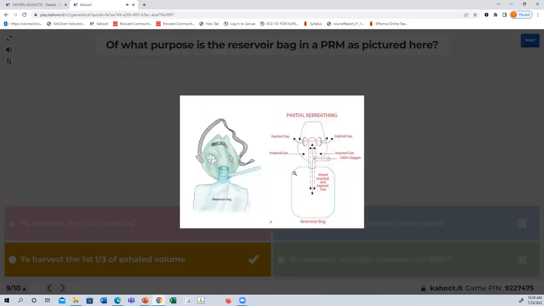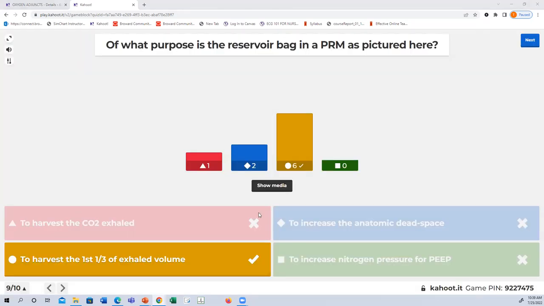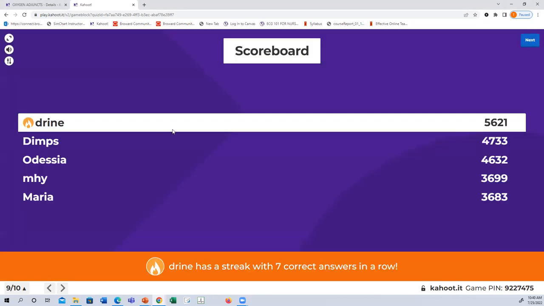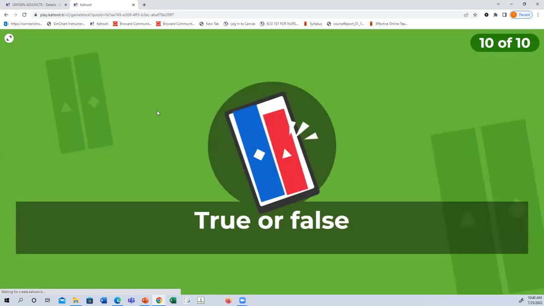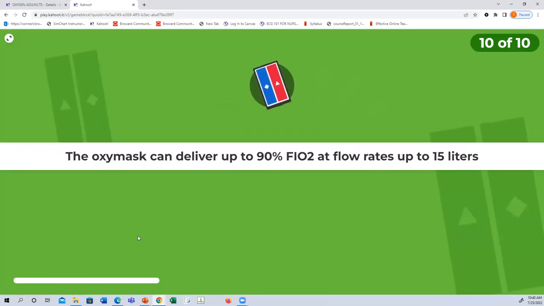Okay, so let's take a look at this. Remember now that the purpose of this reservoir is to harvest the exhaled volume of air from the anatomical dead space, which is rich in oxygen. Okay, so let's see. So the correct answer is to harvest the first third of exhaled volume. And Drine again, Odisha, Dimps, Clint, Sally, and Drine has a streak of 7 correct answers in a row.